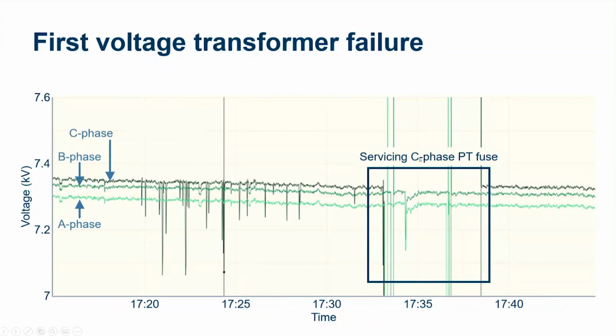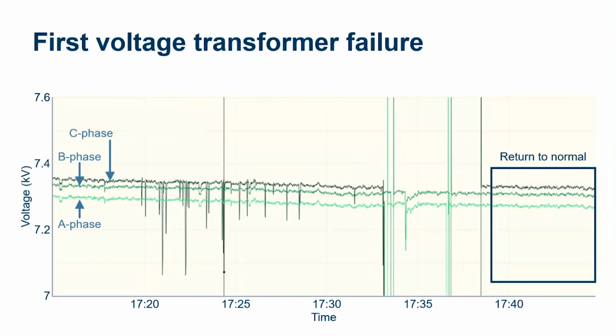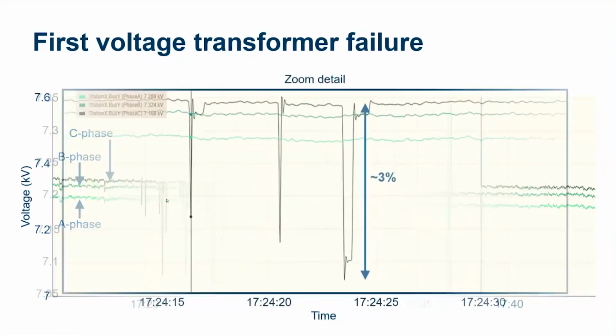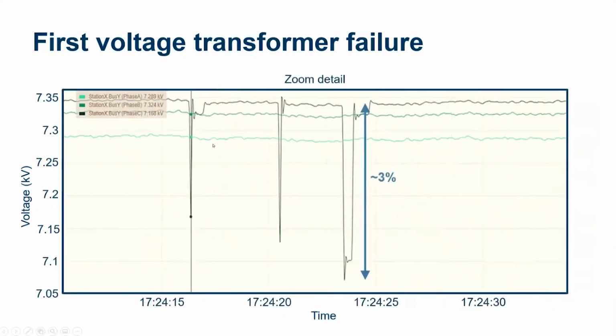So here you can see they're servicing that C-phase PT. Now, in this particular case, it was just a fuse failure, so that's good news. But after replacing that fuse, they were able to return back to normal here. Now, this one is really unique because if you look at these spikes, they're really only about 1 to 2 samples. So you can see if we're sampling at 60 samples a second, we've got just a couple of samples here where you can see this.